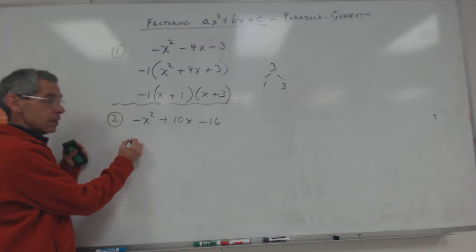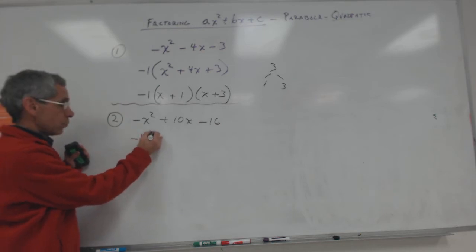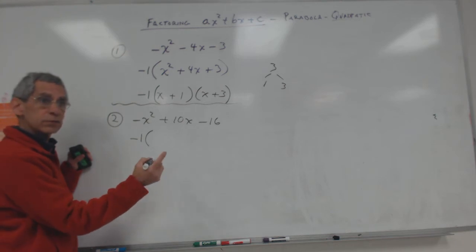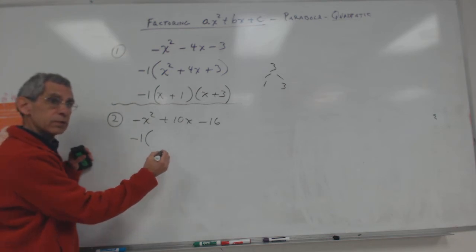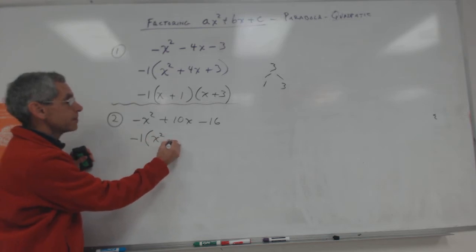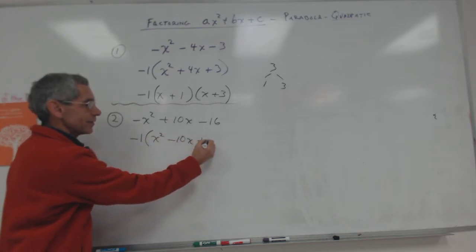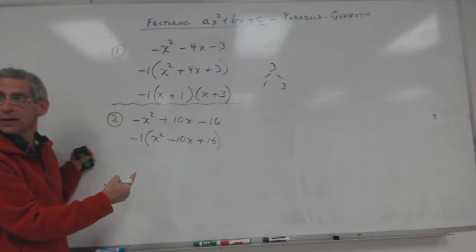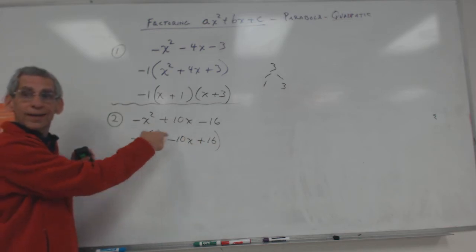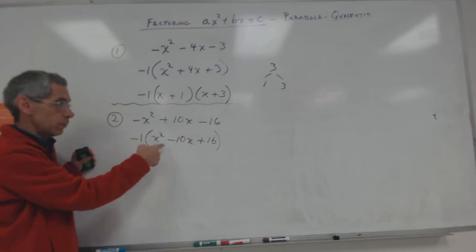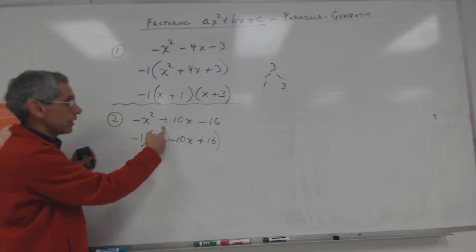I don't like that negative in front of the x squared, so I'm going to do negative 1, parenthesis, what? x squared minus 10x plus 16. Yes, exactly. All the signs are different. Does that make sense? If I multiplied this out again using the distributive property with that negative 1, I would get the original again.